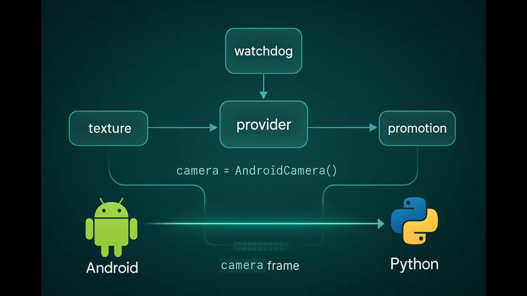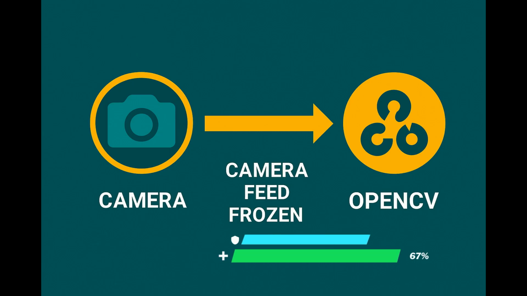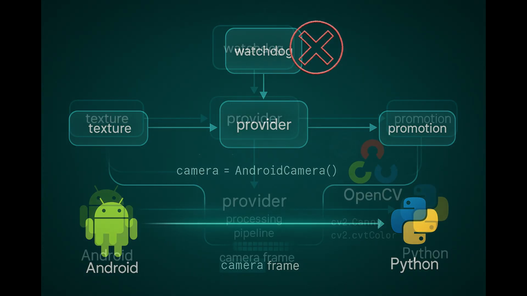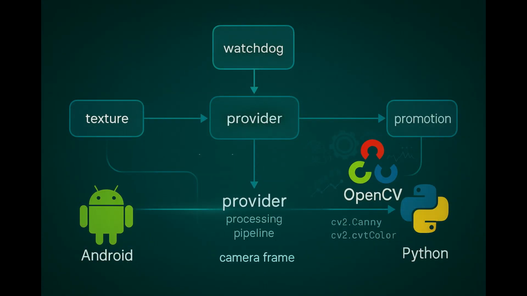The missing piece is the watchdog. If your feed freezes or buffers stall, nothing automatically resets. You'll need to handle that manually. It's a simpler design. Even without a watchdog, you can absolutely use this path with OpenCV.